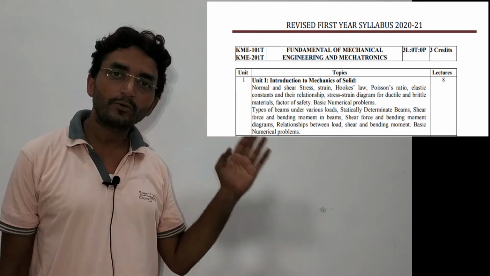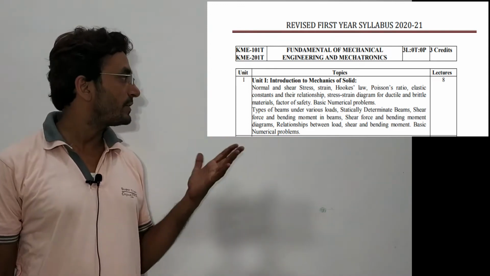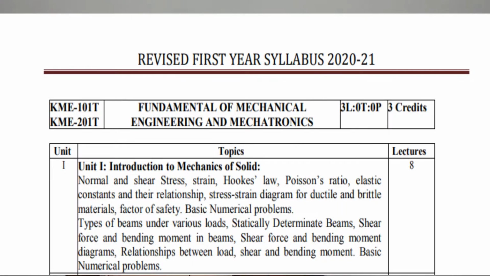The first unit, as you can see, is Introduction to Mechanics of Solids. The topics given are normal and shear stress and strain, Hooke's law, Poisson's ratio, elasticity constants and their relationship, stress strain diagram for ductile and brittle material, factor of safety, basic numerical problems, types of beam under various loads, statically determinate beams, shear force and bending moment in beams, shear force and bending moment diagrams, relationship between load, shear and bending moment, and some basic numerical problems.